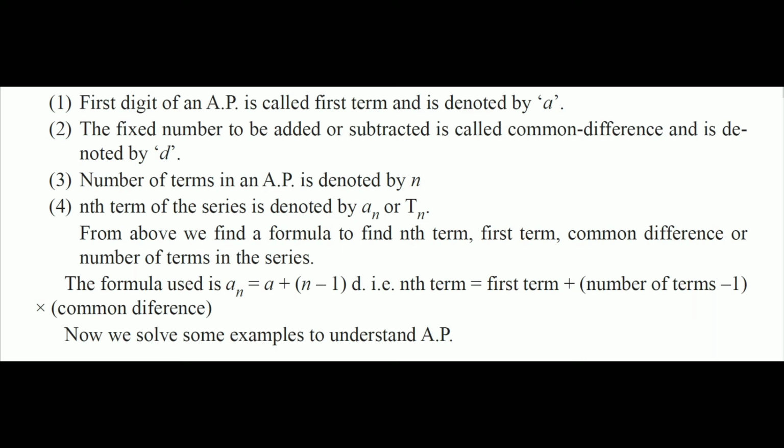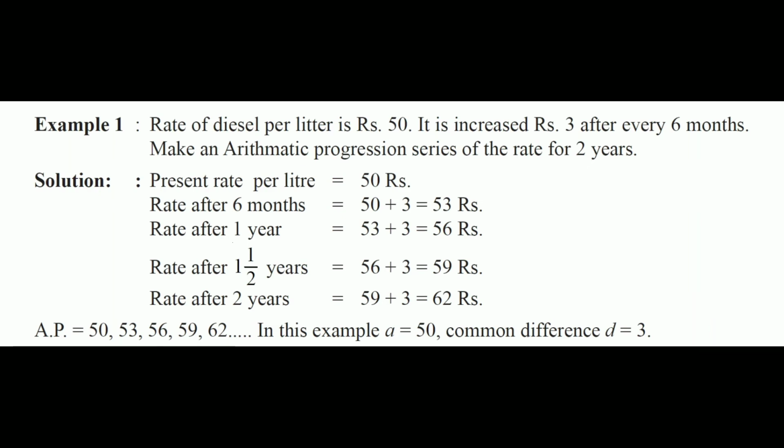It is not always necessary to apply this ready-made formula to find the terms of the sequence, but we can also use our IQ or presence of mind or intelligence to solve the sums when we have the first term and common difference with us. Let us see how. The first example says the rate of diesel per liter is rupees 50. It is increased by rupees 3 after every 6 months. Make an arithmetic progression series of the rate for 2 years.